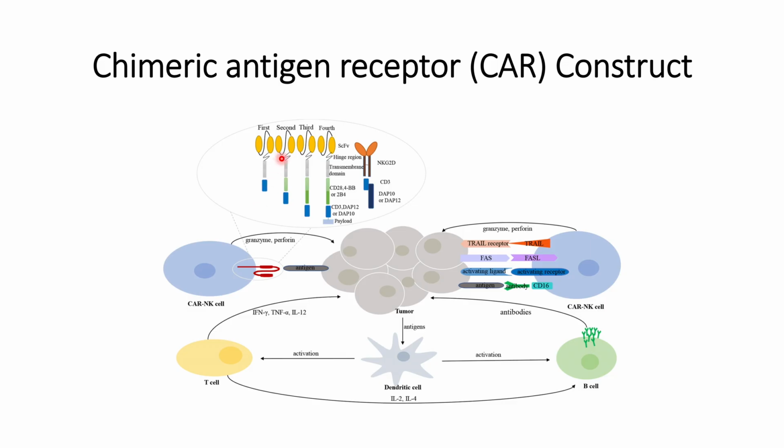In the second generation CAR construct, they have one additional co-stimulatory domain. And in the third generation CAR construct, they have two co-stimulatory domains, and it could be either 4-1BB or CD28 for the T cells. In the fourth generation CAR construct, they have both the co-stimulatory domains along with a payload. There is a payload also attached.